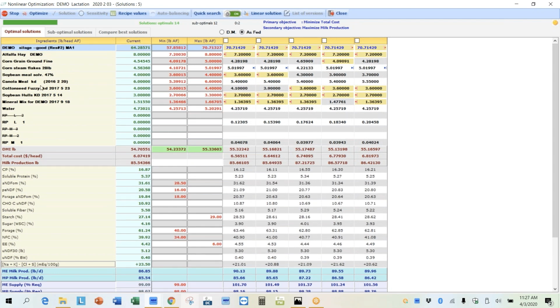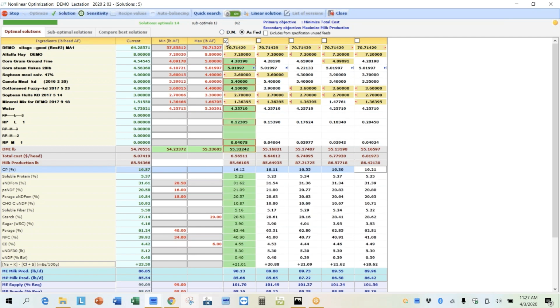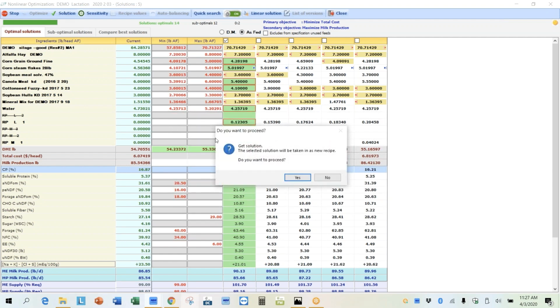Of course, we could unmix the demo mix and take the blood meal and vary that. We could also lower these crude protein levels, put targets in there, but it did look like it took quite a bit less protein in each one of our scenarios than we did. So what I might do is choose this as the solution and come back and make it the solution in my diet.